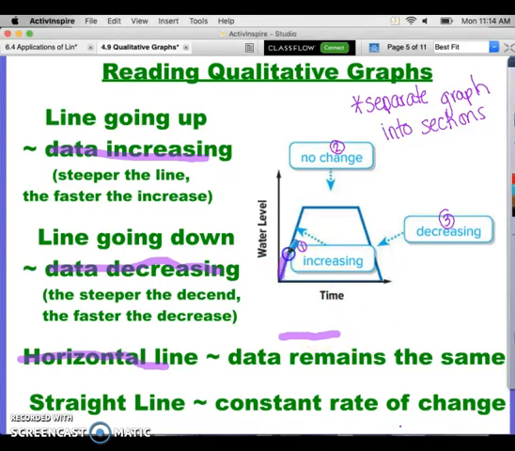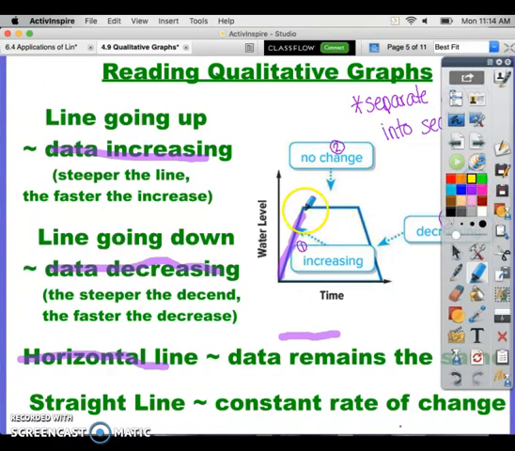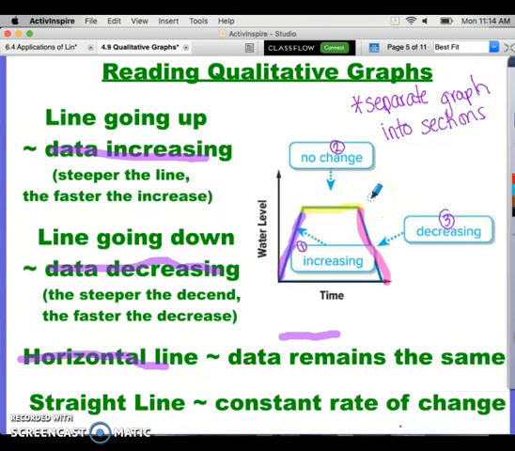So like this is a straight line, but it's increasing, right? So it's increasing, there's no change here, and then it's decreasing. So you want to separate the graph into sections, and you want to label and or describe each section. Okay, so my purple, that's one section. The yellow is another section, and then the pink is the last section.